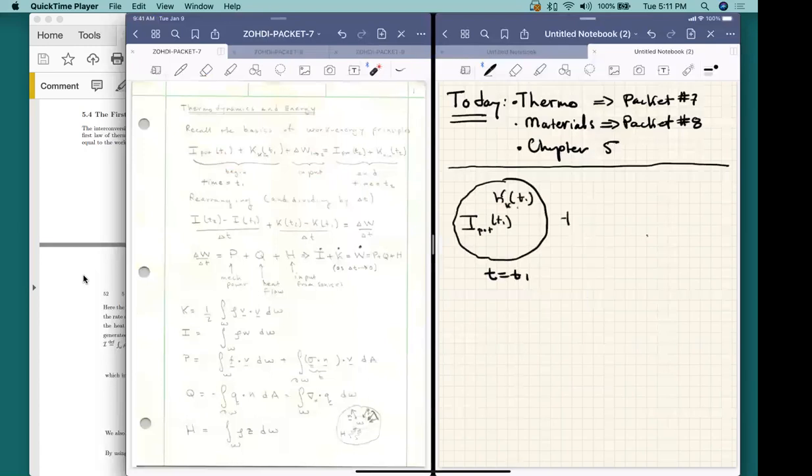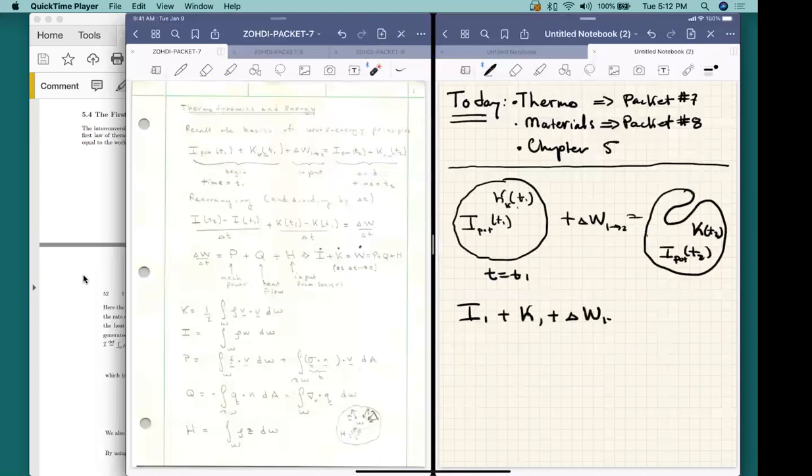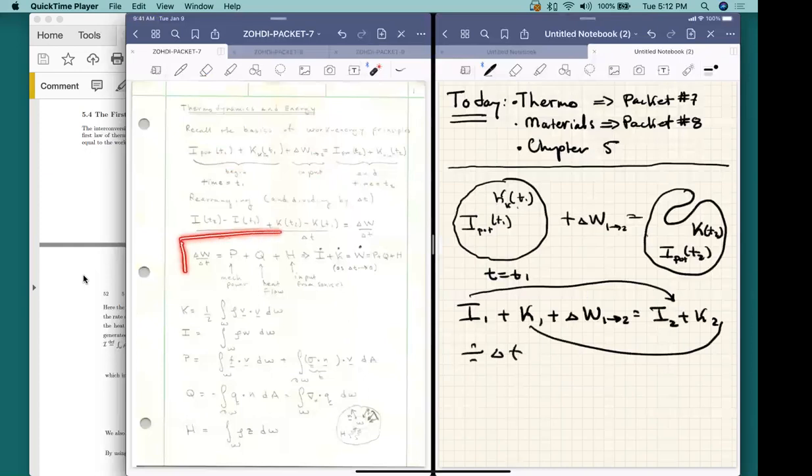And then we have some kind of work that we add to it, W going from state 1 to state 2, and this equals this new state, and let's show the object deformed quite a bit, where it now has a new kinetic energy at time t2, a new potential energy also at time t2. And pictorially, the way this looks is I at state 1 plus K at state 1 plus delta W from state 1 to 2 is equal to I at 2 plus kinetic energy at 2. And if we bring this to the other side of the equation, and divide by delta t, we get what we see here at the left-hand side of the panel.